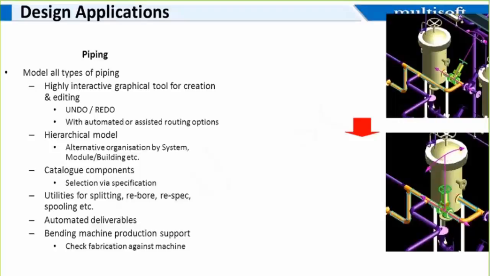PDMS piping is a catalog driven tool. The components for placement in designs are facilitated through specifications, so there are no chances of errors. There is a catalog at the back end, like the NC catalog or British catalog or any other standard. Components from those catalogs are fed into a specification, and then those components can be referred to in the design. It is also very easy to do modifications in piping. A pipe once modeled can easily be modified for bore, spec, and any other change.